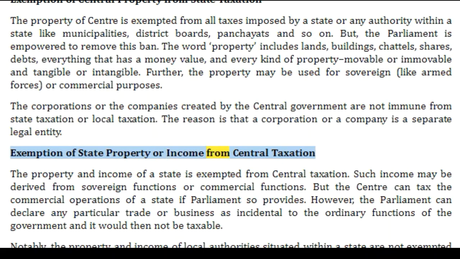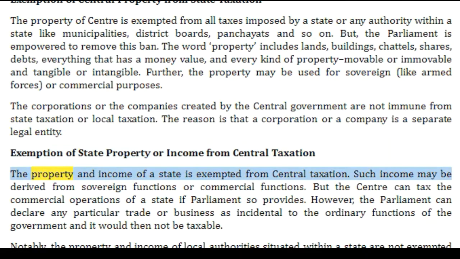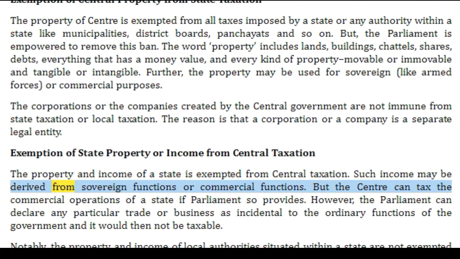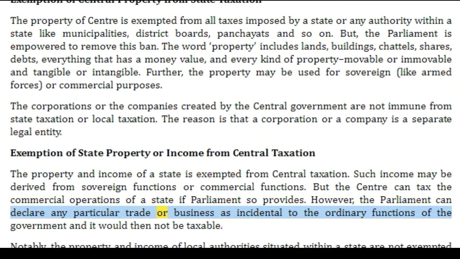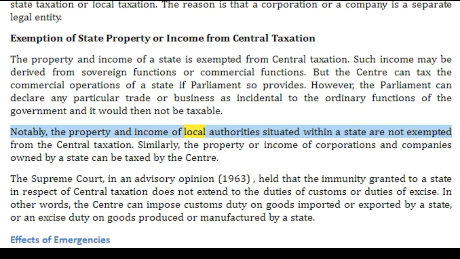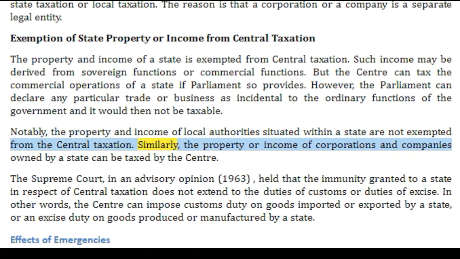Exemption of state property or income from central taxation. The property and income of a state is exempted from central taxation. Such income may be derived from sovereign functions or commercial functions. But the Center can tax the commercial operations of a state if Parliament so provides. However, the Parliament can declare any particular trade or business as incidental to the ordinary functions of the government, and it would then not be taxable. Notably, the property and income of local authorities situated within a state are not exempted from the central taxation. Similarly, the property or income of corporations and companies owned by a state can be taxed by the Center.